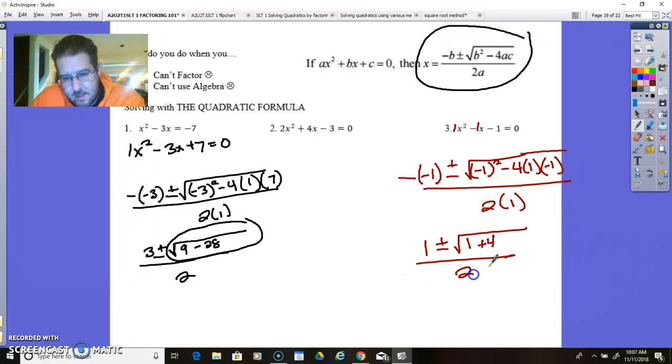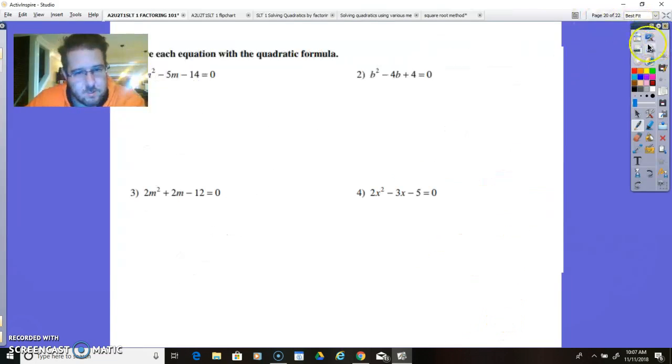So it looks like this time we're going to have 2 real answers. 1 plus 4 is 5. The square root of 5 is about 2.2. So it's 1 plus or minus 2.2 divided by 2. Now I can solve it twice. Do 1 plus 2.2 divided by 2 and 1 minus 2.2 divided by 2. And there's your 2 answers.